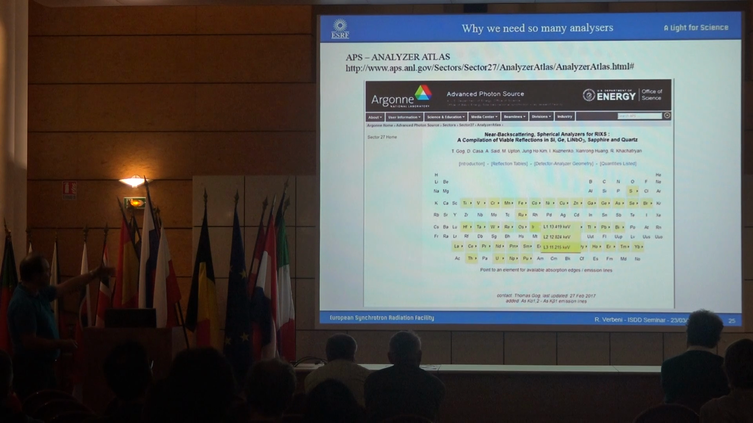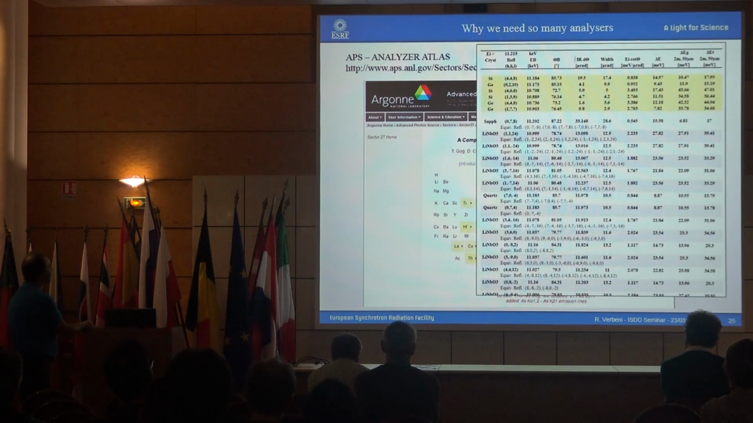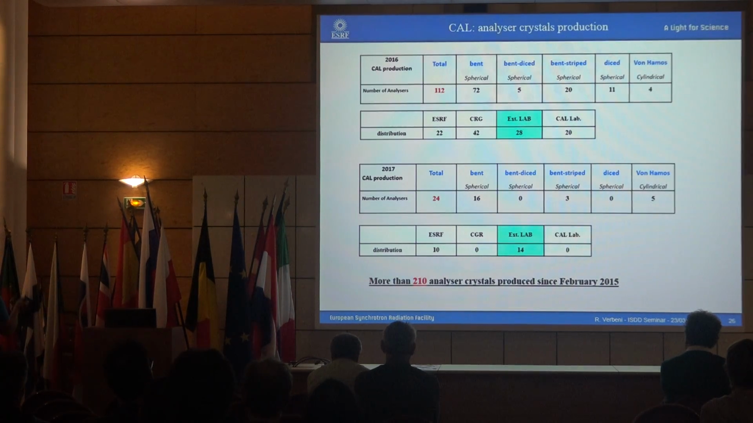So if you do the calculation here, how many absorption lines, every line has a certain energy, a certain set of analyzers. You have quite a lot of analyzers in a way. So this table here shows the production of the Crystal Analyser Lab. For example, I took as an example the 2016 production. We did a total of 112 analyzers.